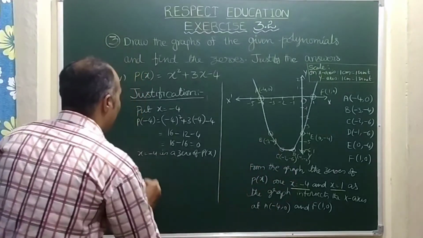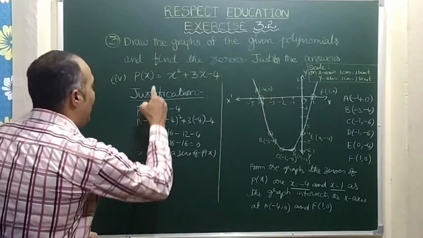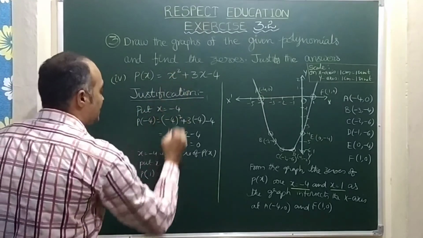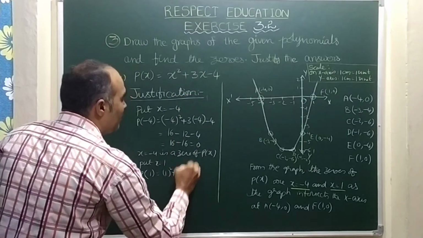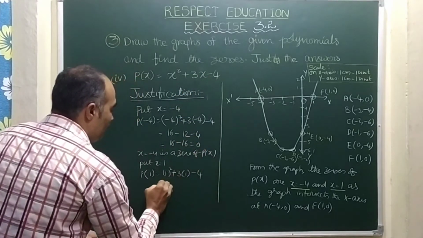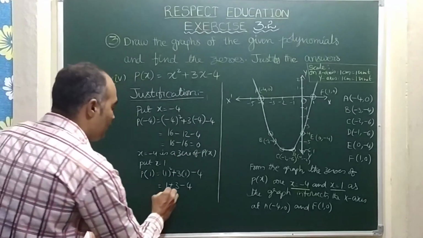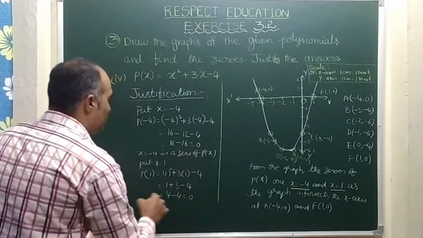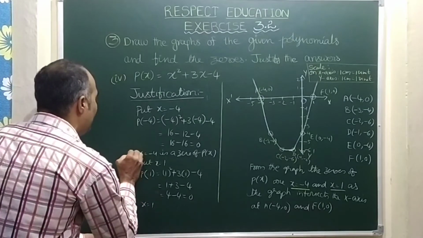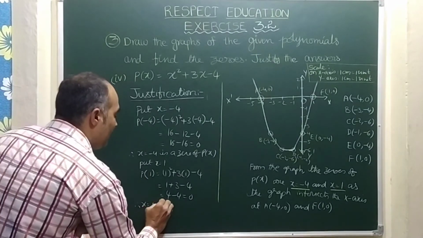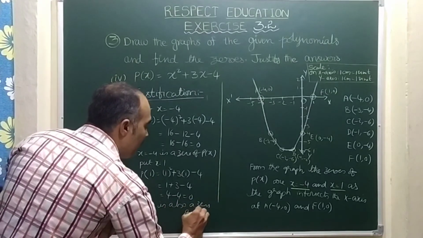Now let us take another value. Put x equal to 1. So p of 1 equals 1 square, plus 3 into 1, minus 4. So 1 square is 1, 3 ones are 3, 1 plus 3 is 4. This is 4 minus 4, which is 0. So we got p of 1 equal to 0. That means x equal to 1. Therefore, x equal to 1 is also a zero of p of x.